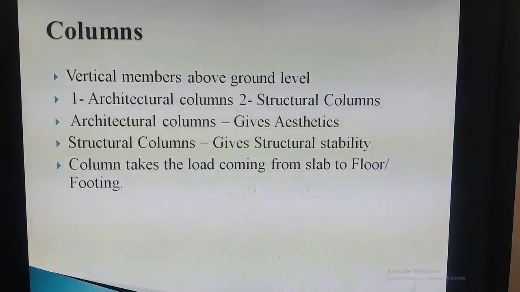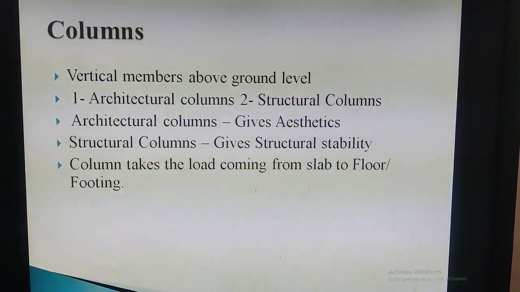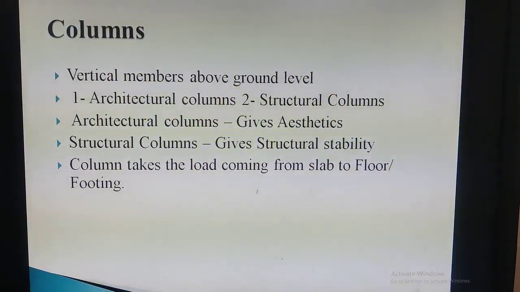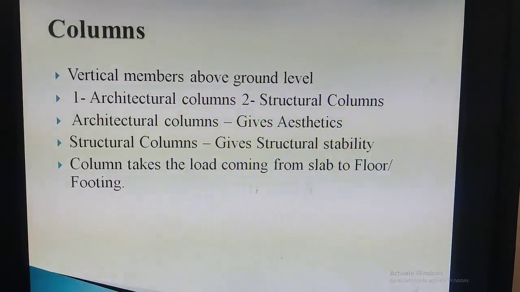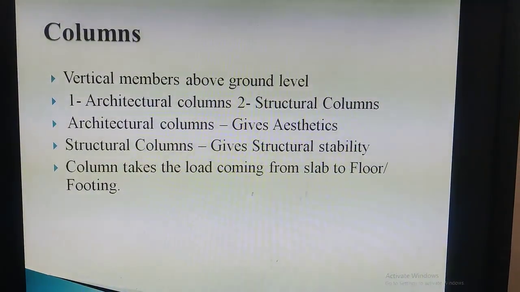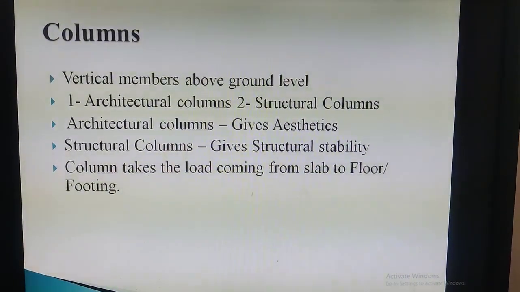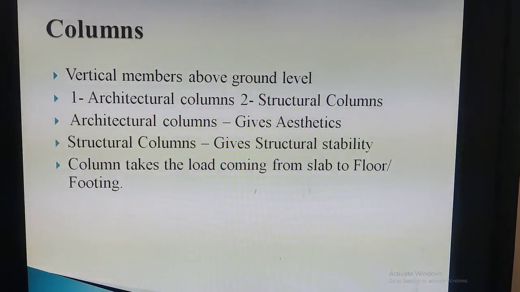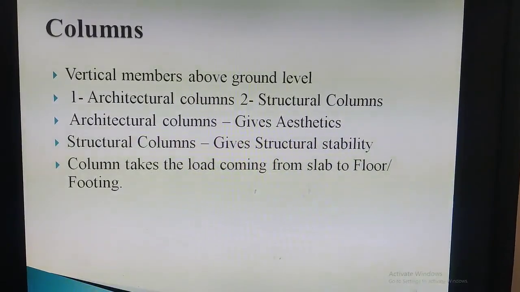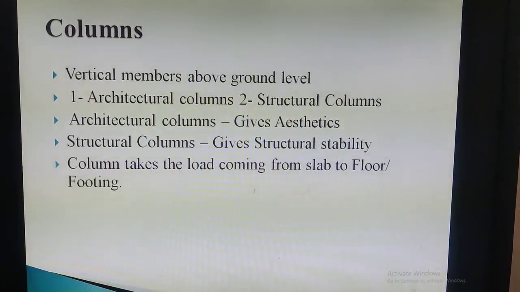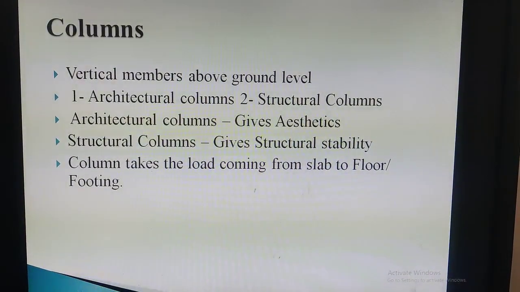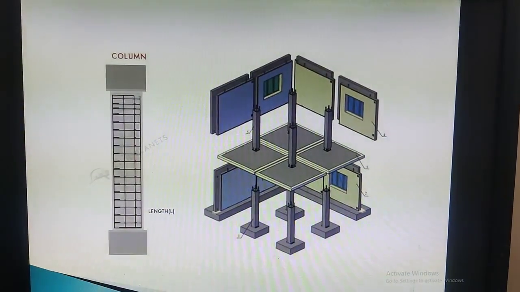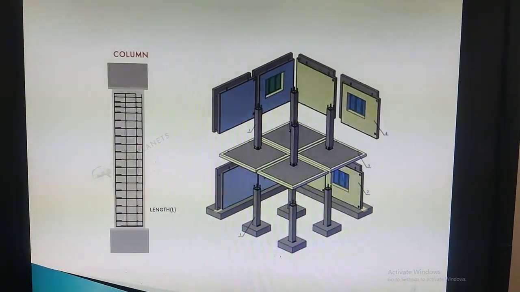Next is column. Columns are vertical members above the ground level. There are two types of columns. One is architectural columns and second is structural columns. Architectural columns give aesthetics only. That means they are not taking that much load as compared to the structural columns, but structural columns can give the structural stability. Columns take the load coming from the slab and it is transferred through the floor to the footing. Here also we can see the structure of the column.